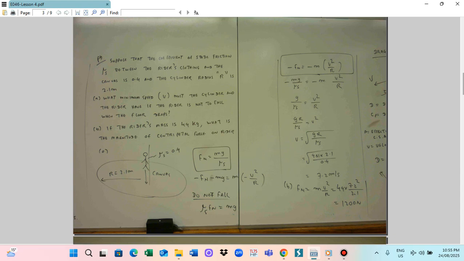So this is the set of expressions. For the rider not to fall out, we have to utilize the equation Fn equals m v squared by r, and we substitute Fn as mg by mu s. Those two equations we utilize to calculate the velocity.